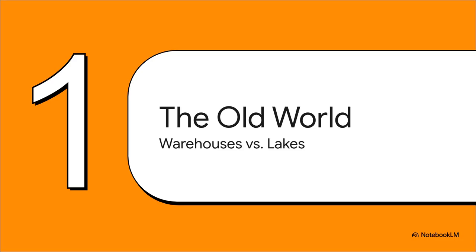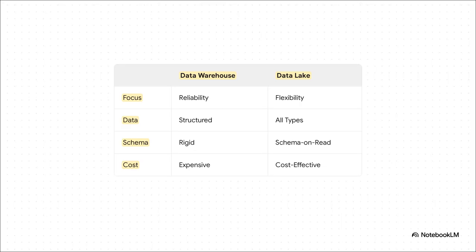For a long, long time, you basically had two choices, and they were polar opposites: the super-structured data warehouse and the anything-goes data lake. And here was the fundamental trade-off. On one side, you've got the data warehouse. Think of it like a perfectly organized, high-end library. It's super reliable, incredibly fast, but also really rigid and, frankly, very expensive.